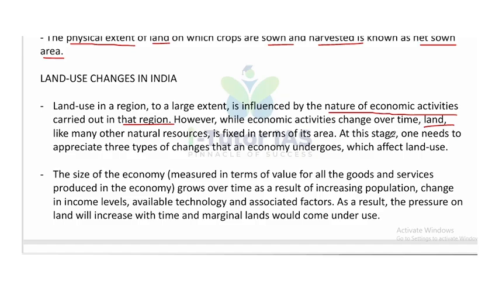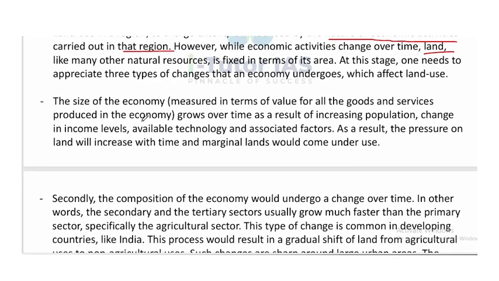Now, at this stage, one needs to appreciate three types of changes that an economy undergoes which affect land uses. First, the size of the economy, measured in terms of the value of all the goods and services produced in the economy, grows over time. As a result of increasing population, change in income levels, available technology and associated factors, the pressure on land will increase and marginal lands would come under use.